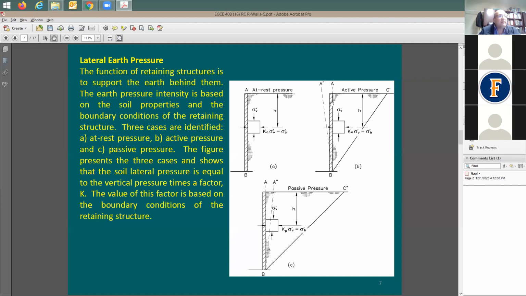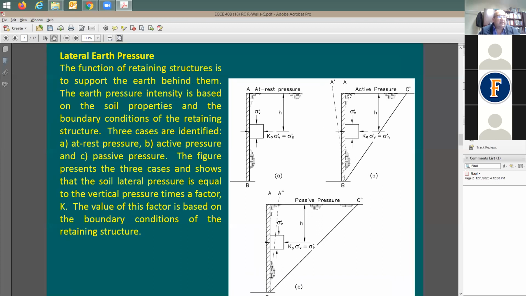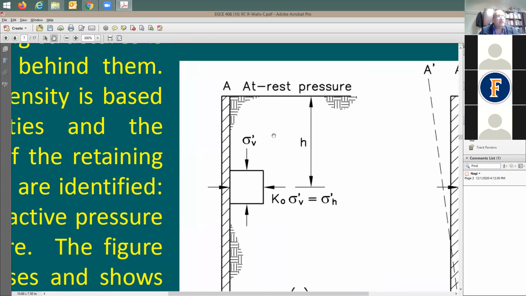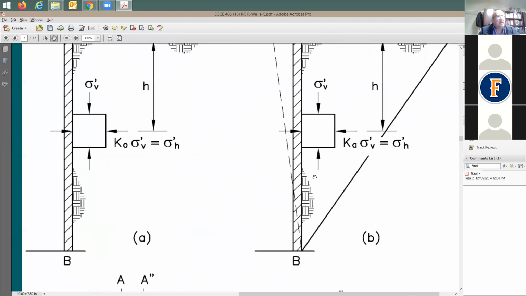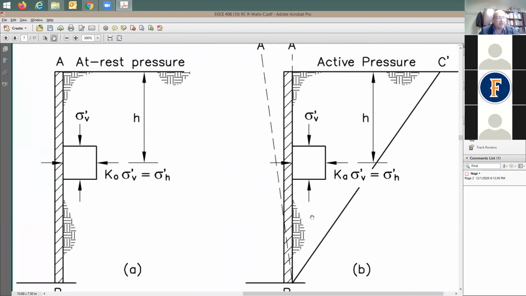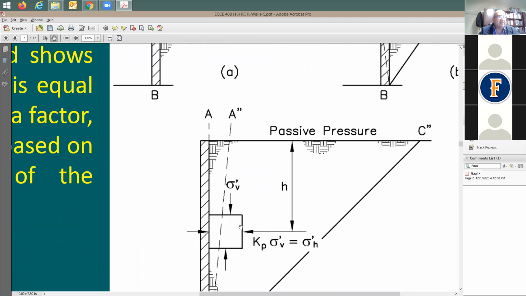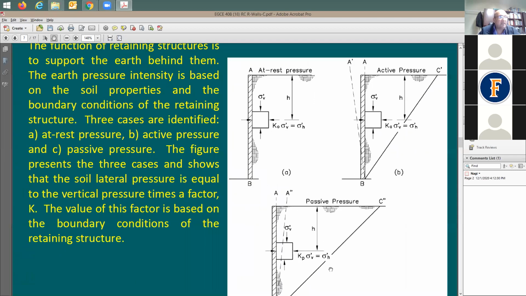No worries. So let me explain this a little bit more. This vertical pressure is going to be equal to the unit weight of the soil times the height. So usually it's going to be equal to gamma times h. Gamma is the unit weight of the soil, times the height, this h. So this sigma v prime is equal to gamma times h. How about here? Same thing, gamma times h. How about here? The same thing, gamma times h. So the vertical pressure is going to be the same. It is actually equal to the unit weight of the soil multiplied by this height.